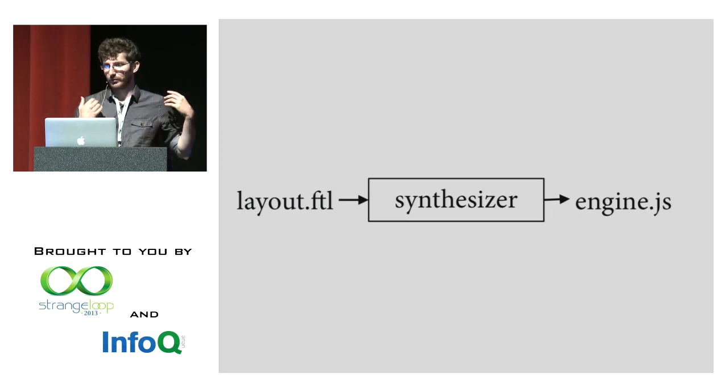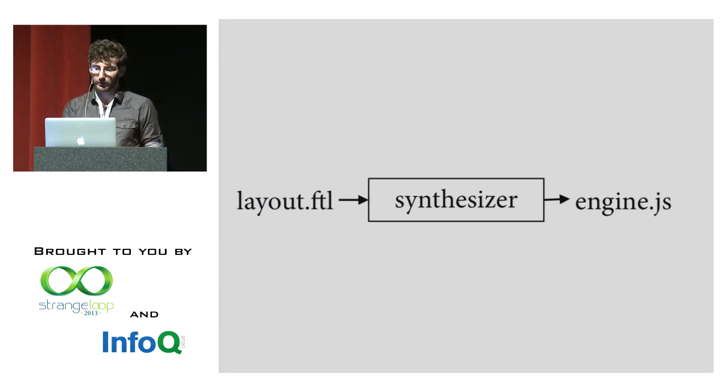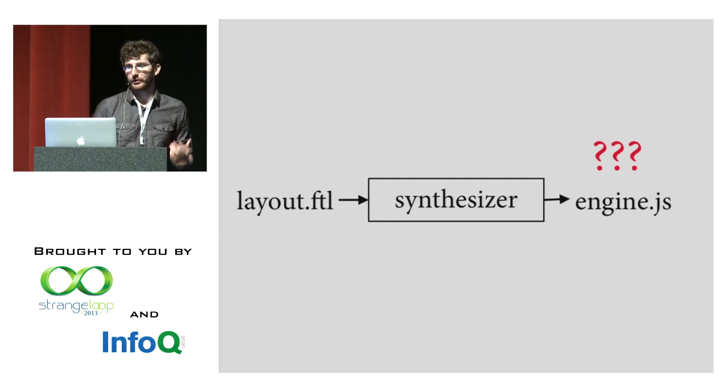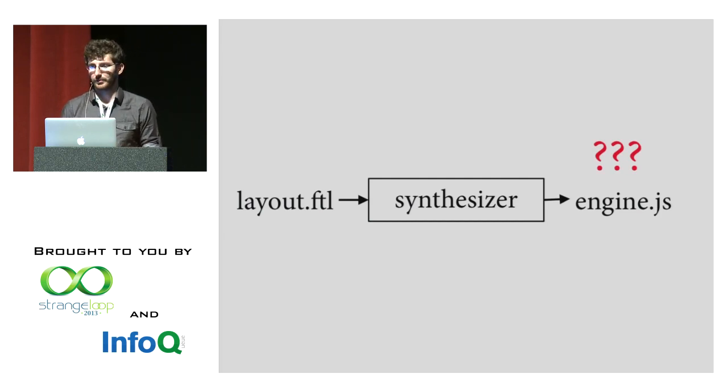So I showed you you can write your layout in our DSL. You run it through our tool, and we're going to spit out parallel JavaScript. The question you should be wondering right now is, what does that parallel JavaScript look like? Whenever you're talking about synthesis, it's very important what the output language is, because that controls your ability to actually generate good code.